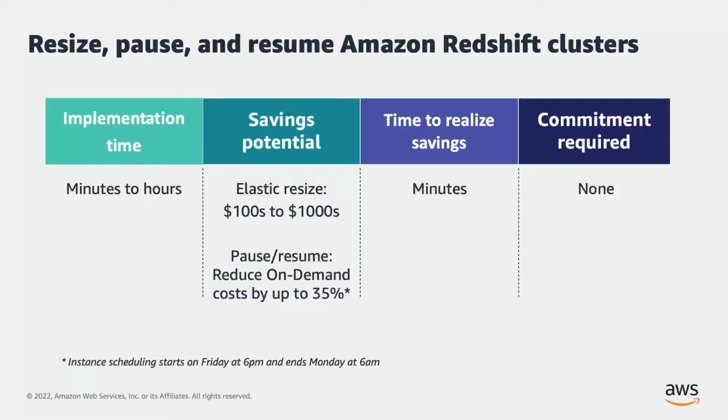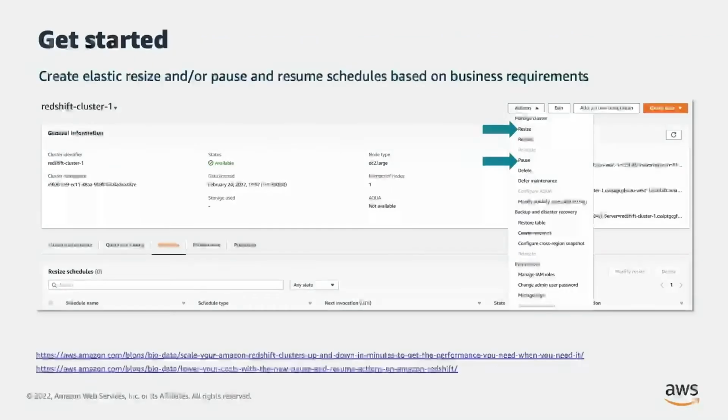So this is the combination of the same right sizing and scheduling motions we saw on the previous initiatives. So you can see a pattern of what using only what you need means on AWS. To get started, you can create Elastic Resize and/or pause and resume schedules on a per Redshift cluster basis using the AWS console. For more information, you can visit the links at the bottom of the slide.